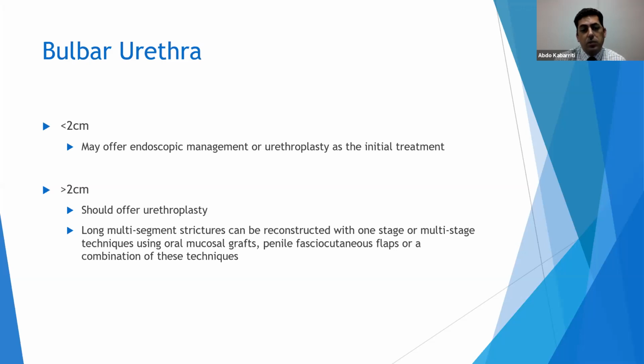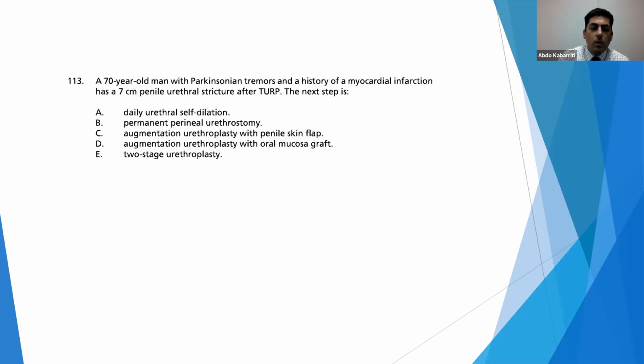So if it's less than 2 centimeters, you may offer him endoscopic management or urethroplasty as initial treatment. But if it is greater than 2 centimeters, you should definitely offer him a urethroplasty. Now, often you'll be faced with long multi-segment strictures, and these can be repaired with either one-stage or multi-stage techniques, as we discussed earlier. All right, here's a question. A 70-year-old man with Parkinsonian tremors and a history of an MI has a 7 centimeter penile urethral stricture after TURP. The next step is?